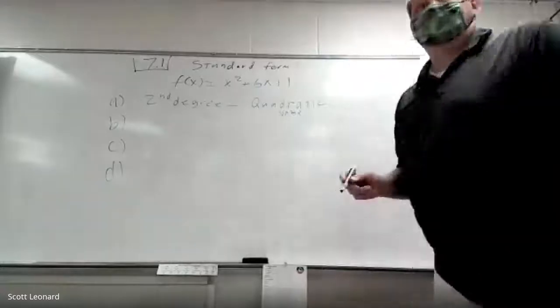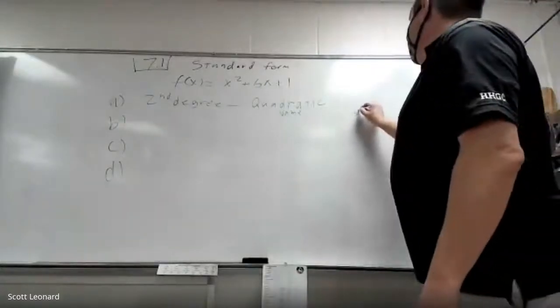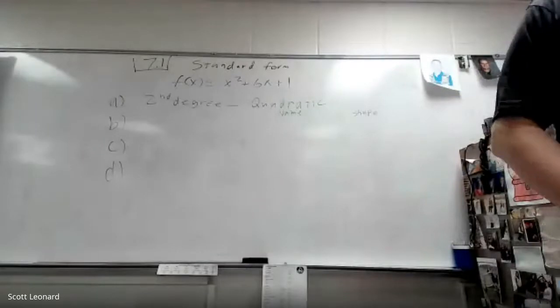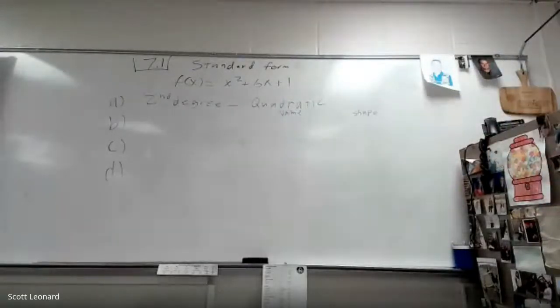Okay. And then for its shape, when we graph this, what will we call that shape? What does it make? Starts with the letter P. Parabola.